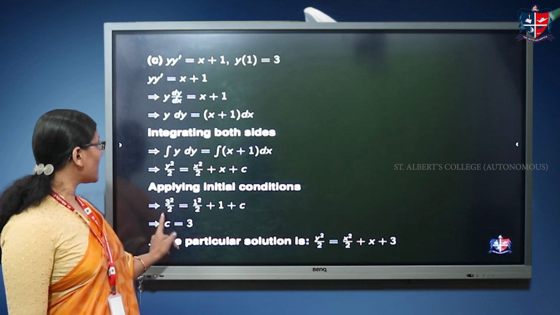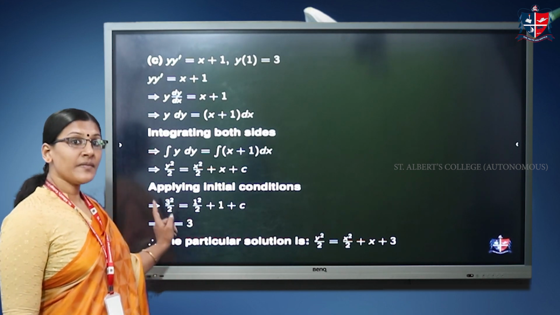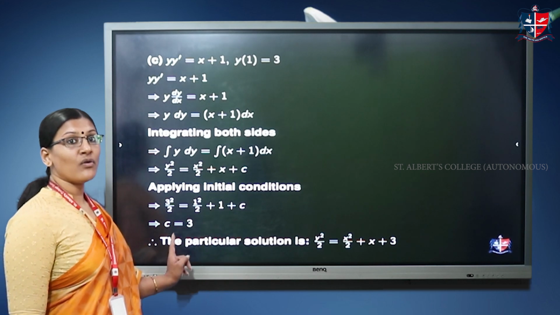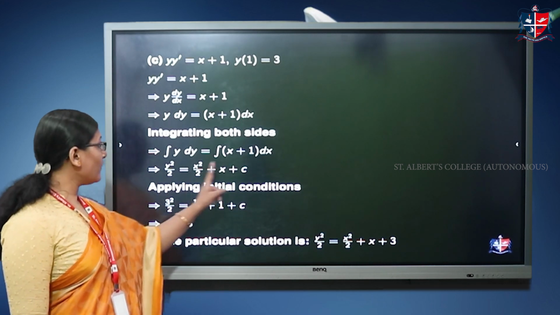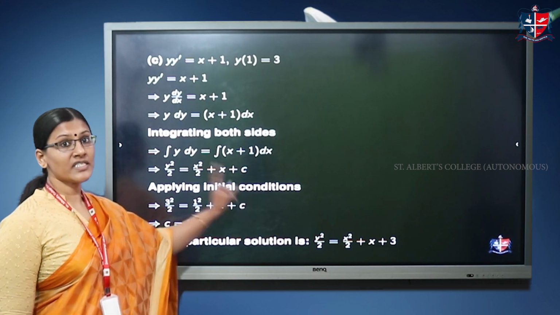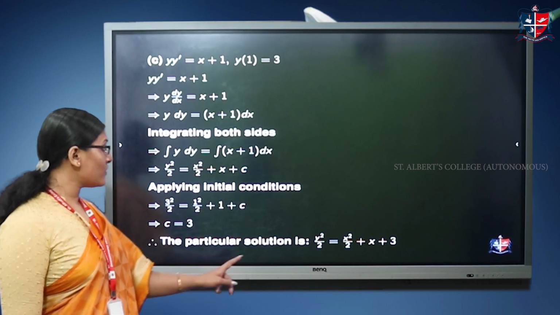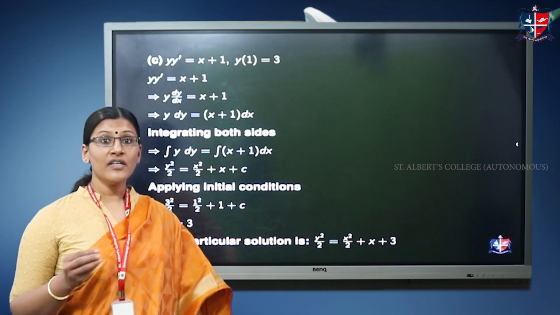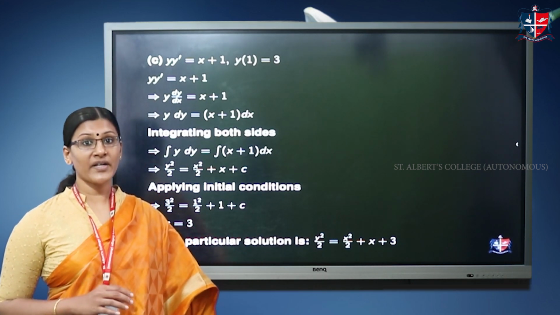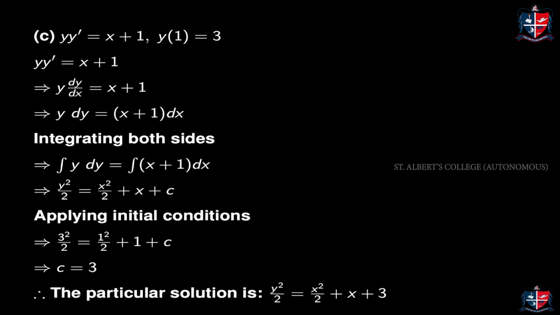So we will get 3 square by 2 equal to 1 square by 2 plus 1 plus c. Simplifying this, we will get the value of c as 3. Now this value will be substituted in this solution. The solution that is obtained after using the initial condition is called the particular solution. So the particular solution is y square by 2 equal to x square by 2 plus x plus 3.